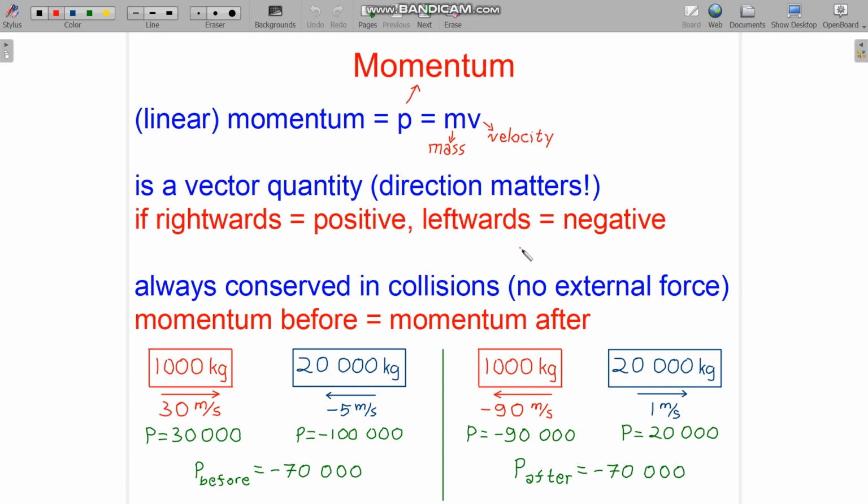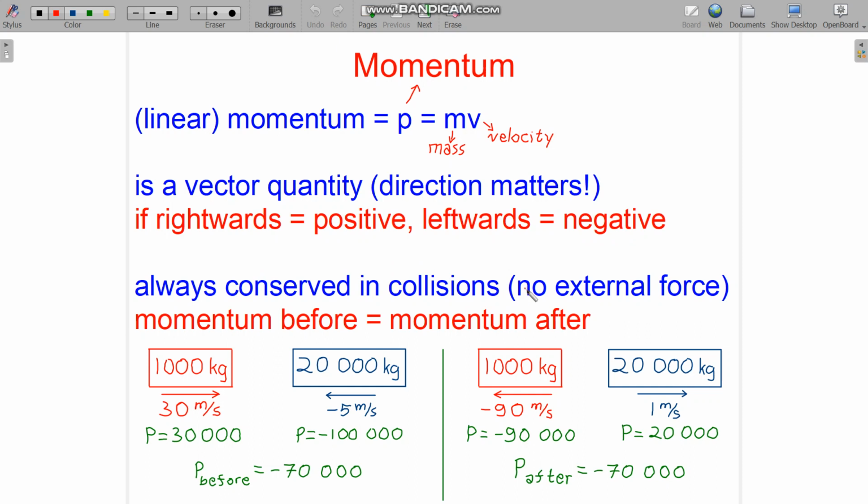So in our syllabus, we are only talking about linear momentum, which is m times v, and momentum is a vector quantity, so the direction matters. If to the right is positive, to the left must be negative, and momentum is always conserved in collisions. The momentum before the collision equals after the collision.